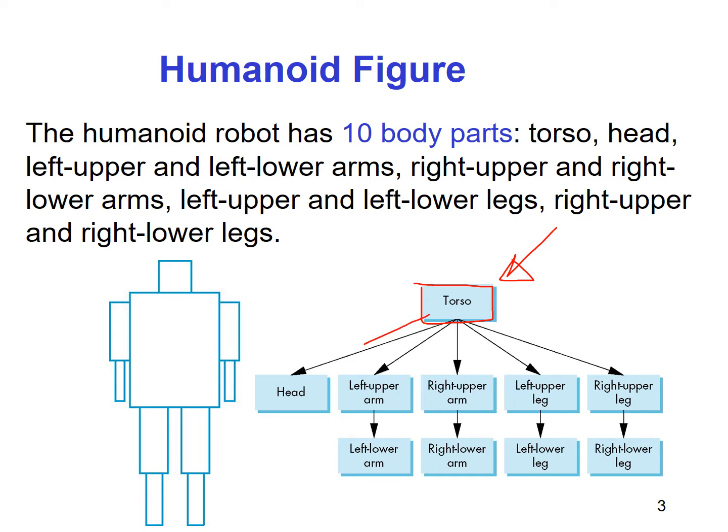The torso is connected to the head, and it is also connected to the 4 upper limbs. Right, so left upper arm, right upper arm, left upper leg, right upper leg. And the upper limbs are respectively connected to the respective lower limbs. For example, the left upper arm is connected to the left lower arm.